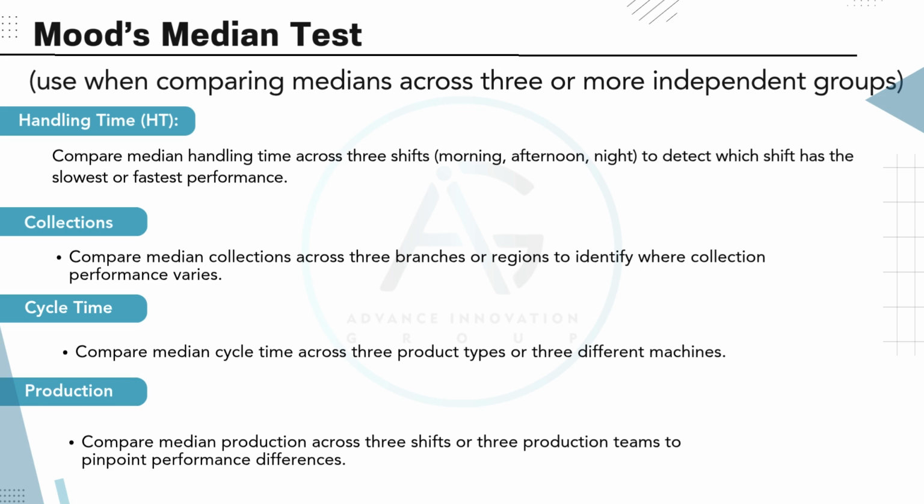4. Production. Lastly, we compare production output across 3 teams or shifts. The aim here is to analyze which team or shift is consistently meeting or exceeding performance expectations. Using Mood's test allows us to analyze performance fairly, despite variability or anomalies in the data. Wrap-up: these examples demonstrate how Mood's median test provides a robust method for analyzing real-life performance metrics when you have 3 or more groups and are dealing with non-normal or messy data.